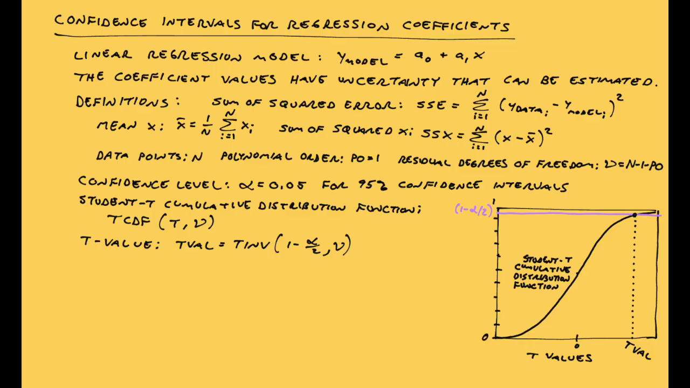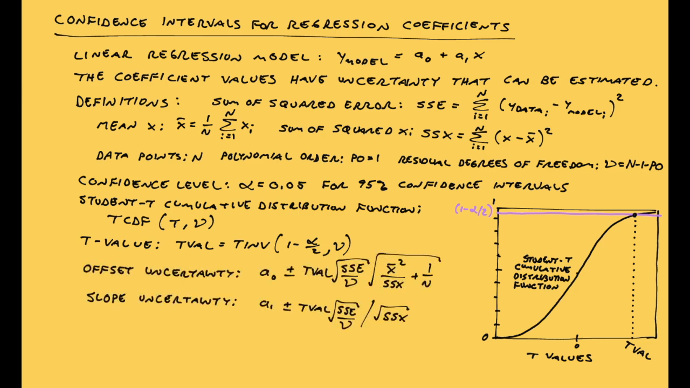On the graph, I've marked the 1 minus alpha divided by 2 point on the vertical axis. We can follow that line over to the point on the student t CDF, and then follow that down to the horizontal axis, and that marks the t-val that we want for our calculations.